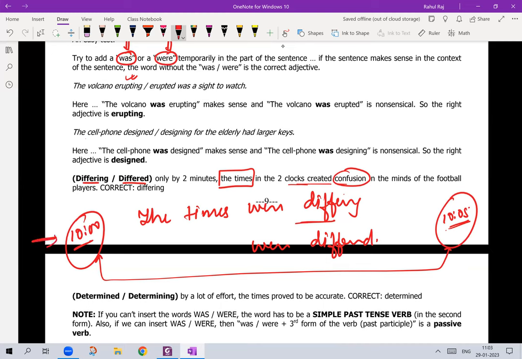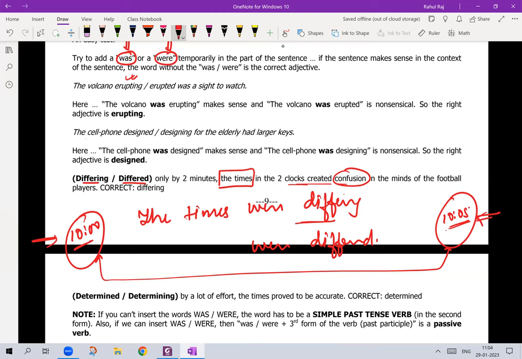A guy comes, he keeps a time of 10 over here. He keeps a time of 10:05 over there. There is no interaction between the player and the guy who is differing the time on the clock. But the players are going mad. So this is not under our control. You are just differing time and the players inside the ground are going mad.